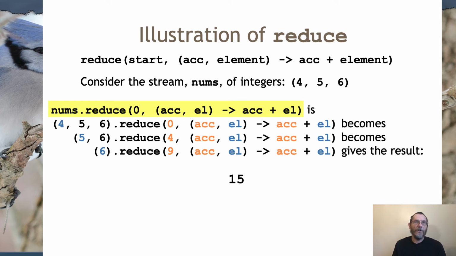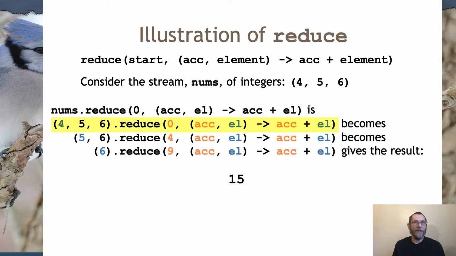So the question is, what do we do with the 4? What do we add that to? And that's why we have to provide that first parameter to the reduction, because that's the value that we want to add into the very first item in the stream. So one way of visualizing the reduction of the 4, 5, 6 stream is to say that we're going to call reduce on the stream of numbers.